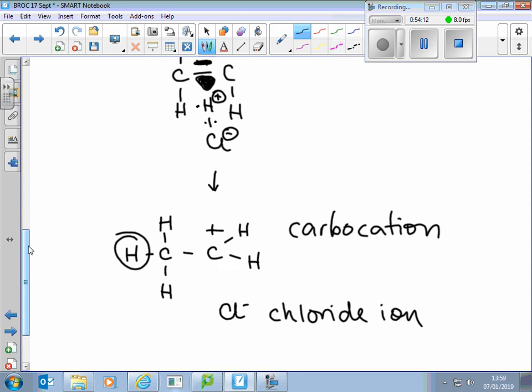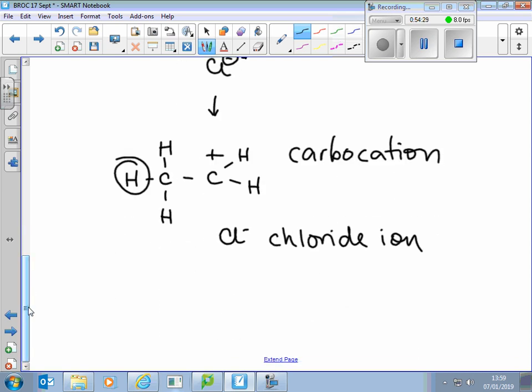That is a delta minus there. It means it's just slightly negative, and then once it gets that pair of electrons, it then becomes a chloride ion. So what we're then doing at the end is reacting together a carbocation and a chloride ion, and then surprise, surprise, that's where we end up with our product. So this is chloroethane. And that's doing it without any movement of electrons.